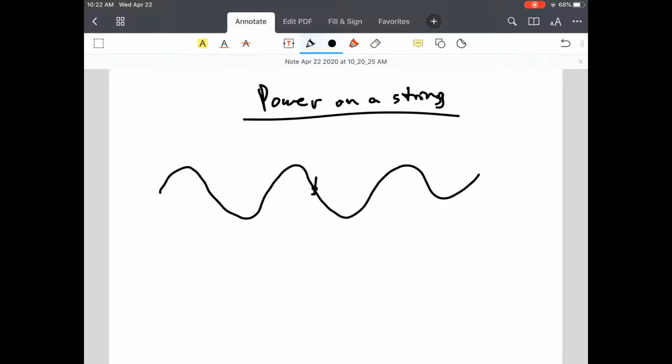Take a look at each individual point, and what you'll find is it has some kinetic energy because it moves up and down. So the kinetic energy is something like 1/2 the mass density times velocity squared. That's the kinetic energy per unit length. And similarly, this is the trickier part, there's the potential energy per unit length that is given simply by basically a restoring force.